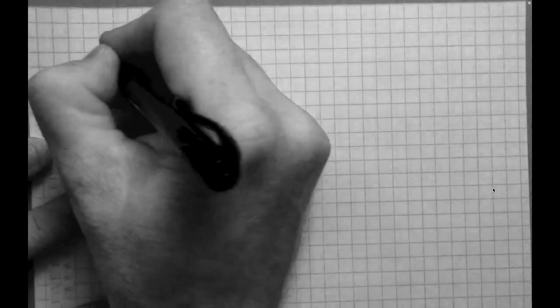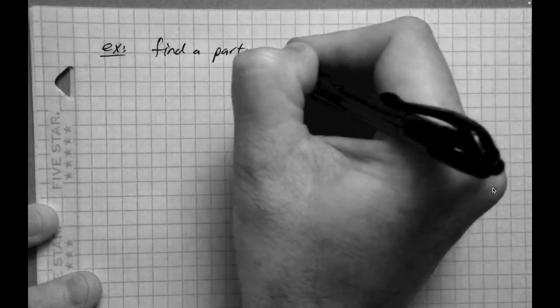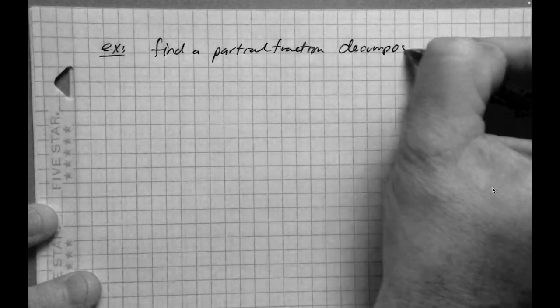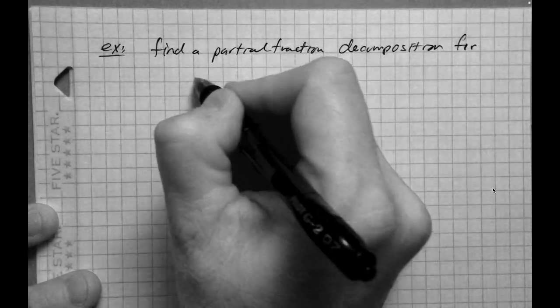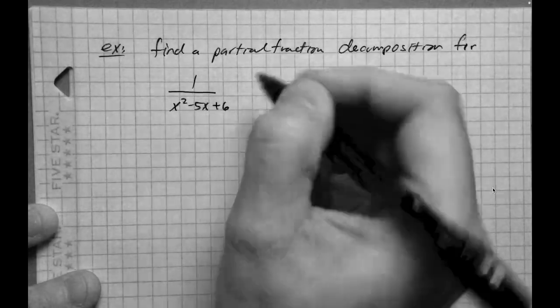Okay, so let's go through an example and see how this works. I'll start with a more chill example, where we just have single linear factors. We'll work up to the quadratic factors. Let's find a partial fraction decomposition for this guy: 1 over x squared minus 5x plus 6.